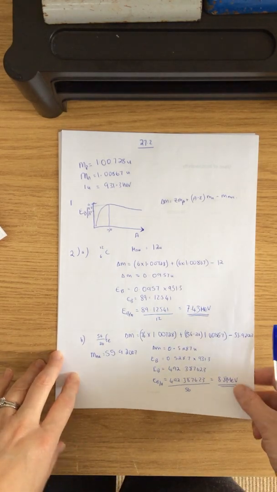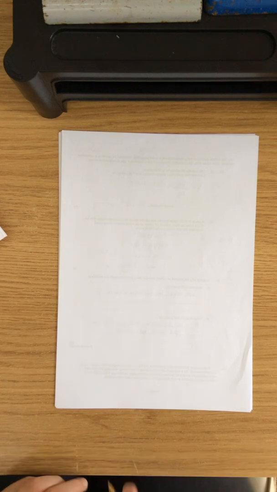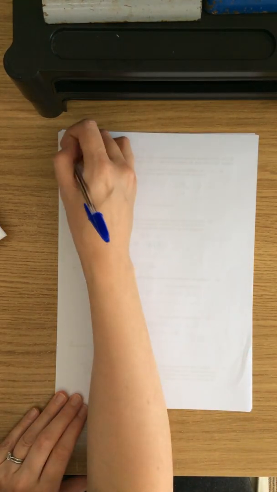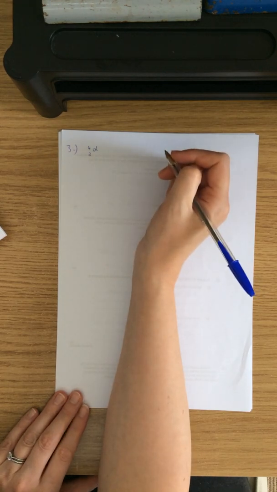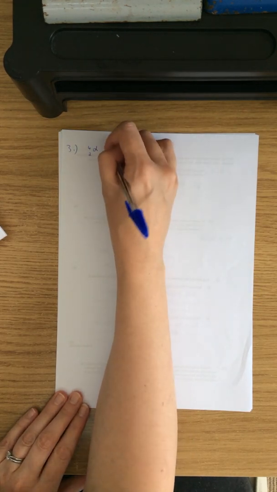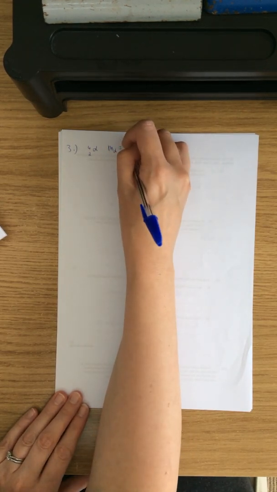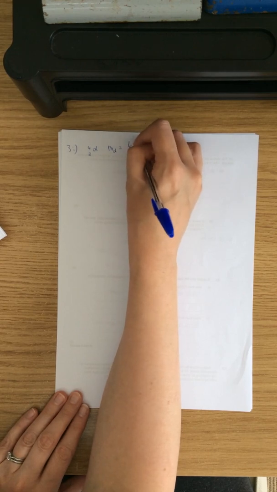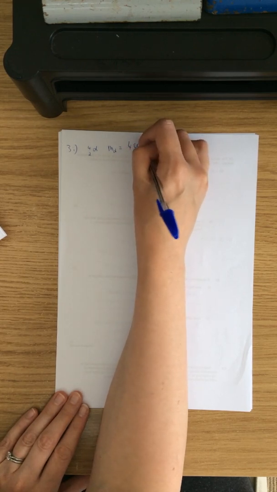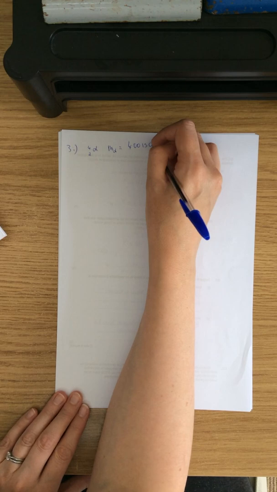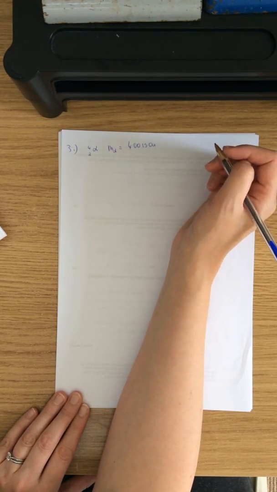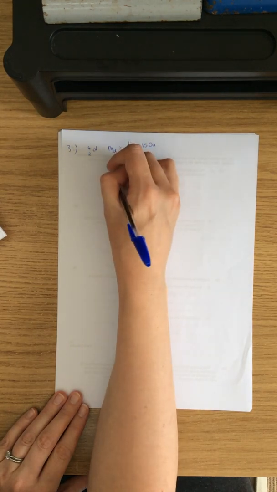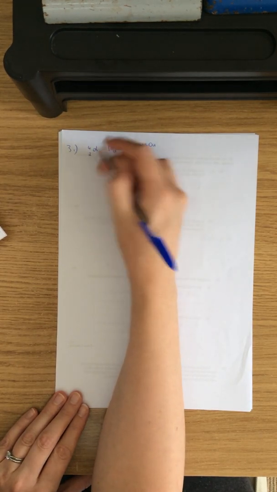Question 3 says calculate, part 1, the binding energy of an alpha particle, and it says the mass of the alpha is 4.00125150 U. So to find the binding energy, you need to do the change in mass. You've got 2 protons.